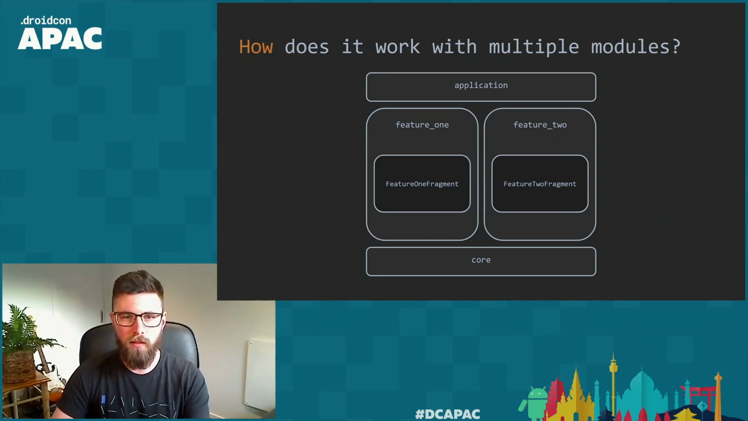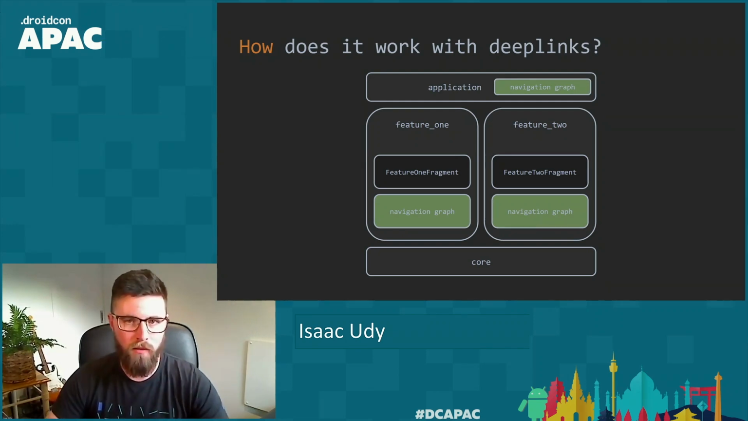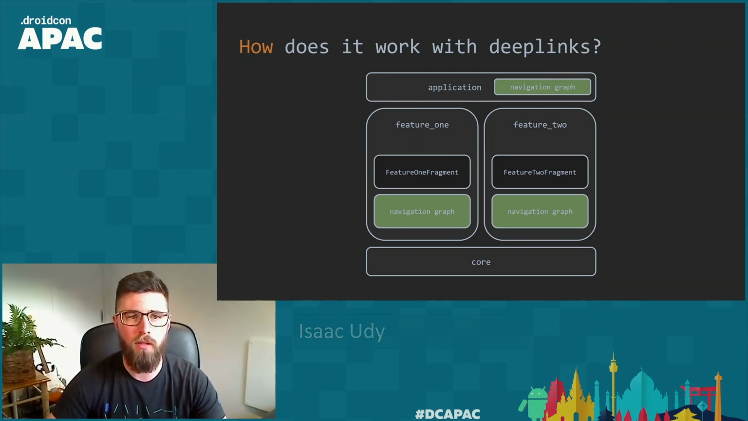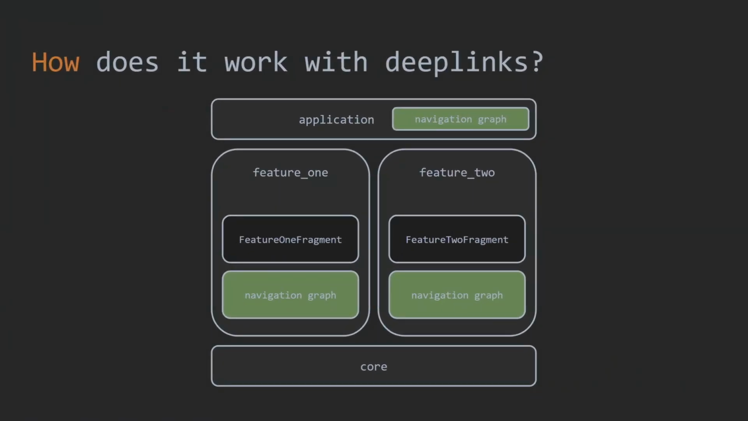So let's start by taking a look at deep links. Using the deep link strategy, we're going to place a navigation graph in each of our feature modules and one in our application module. The feature modules will use deep link URIs to perform the navigation, and we'll be able to use SafeArgs to read their arguments out.